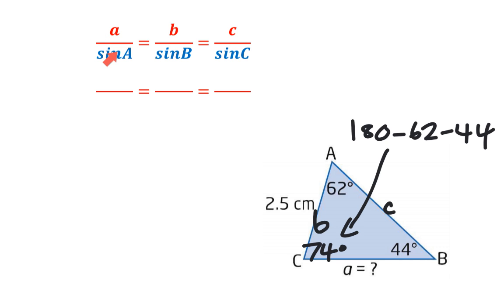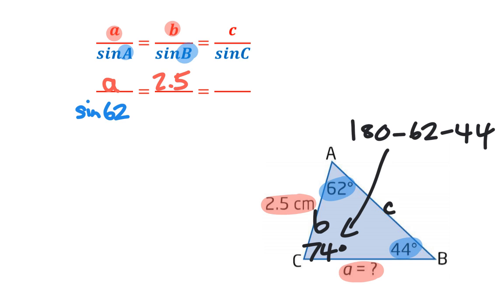At this point, we want to replace these variables with numbers from our diagram. Lowercase a is what we're looking for, so let's just leave that alone. Next, uppercase A is 62 degrees, so we're going to rewrite that as sine 62. Lowercase b is 2.5 centimeters, so let's replace it with 2.5. Afterwards, uppercase B is 44 degrees, so let's rewrite it as sine 44. Lowercase c is right over here. We don't actually know what it is, so we can just leave it alone. And last, capital C is 74 degrees, so I'm going to rewrite it as sine 74.